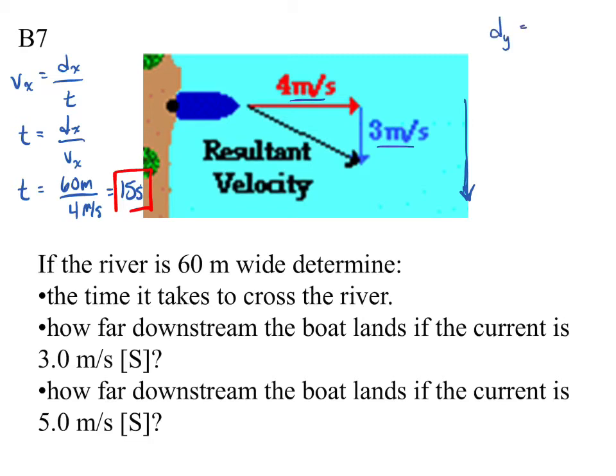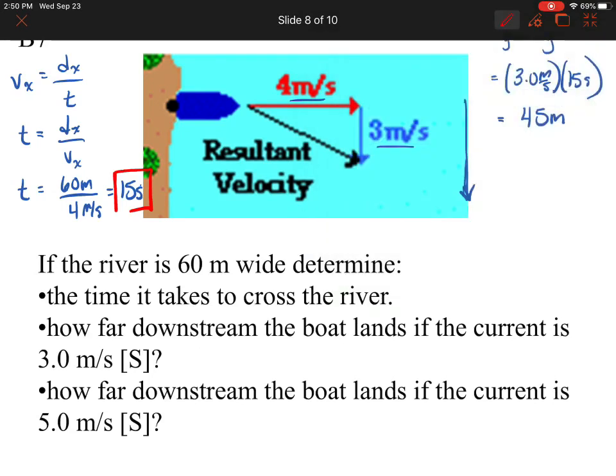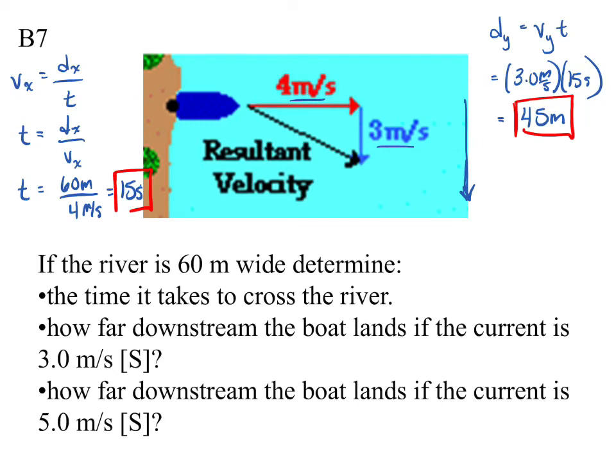So this distance, this is going to be the y direction in this one, is equal to velocity times time. So that's just 3.0 meters per second times that 15 seconds. Because just like in what we were just covering, the time in the x direction is the same as the time in the y direction. That one doesn't change, because that really is just the time to cross the river. So there we go. That one's 45 meters downstream if it's going 3 meters per second. So they're going to land down here at 45 meters from where they started heading.